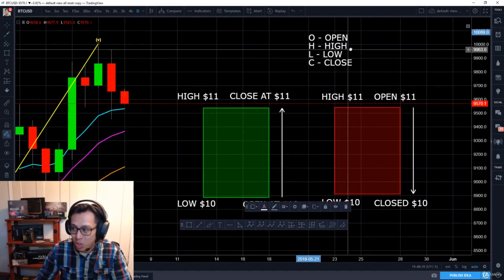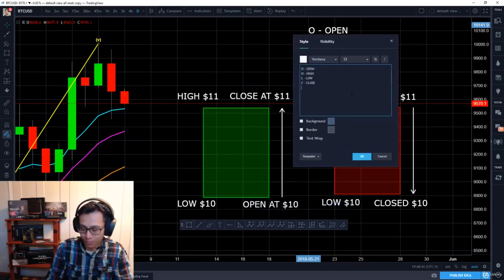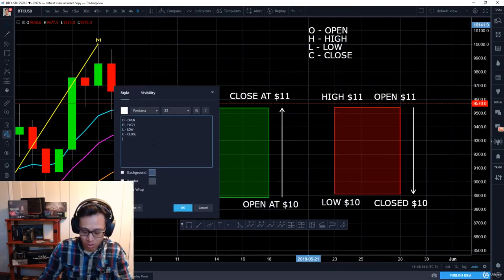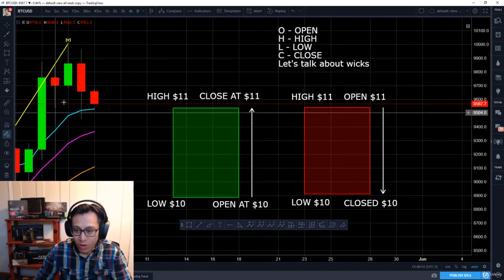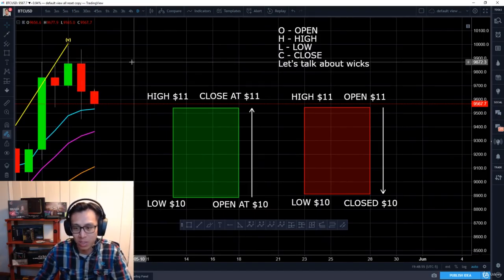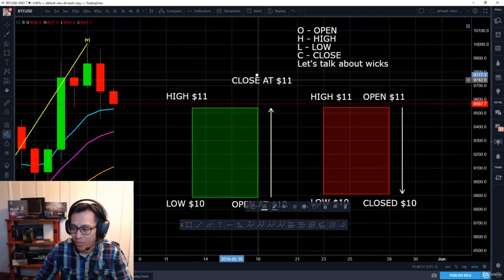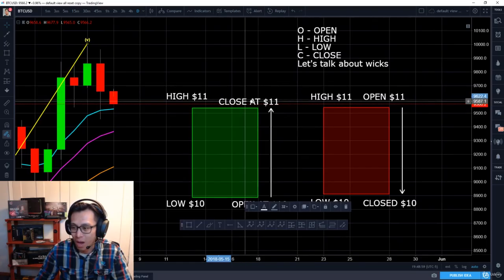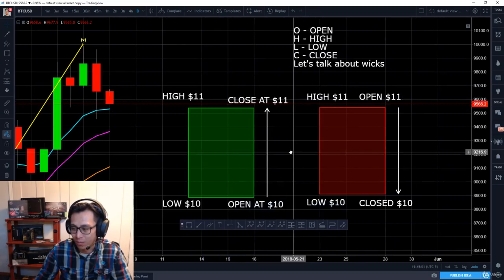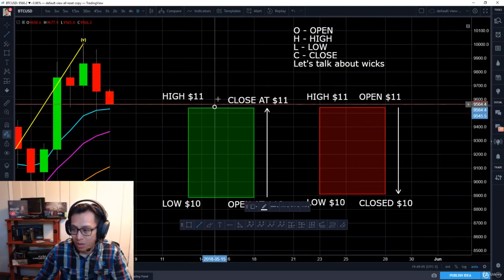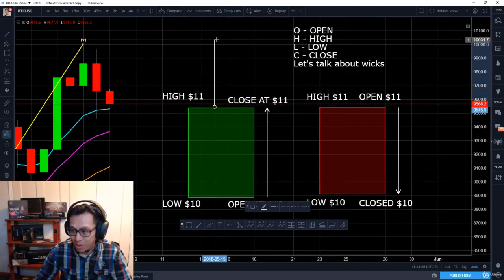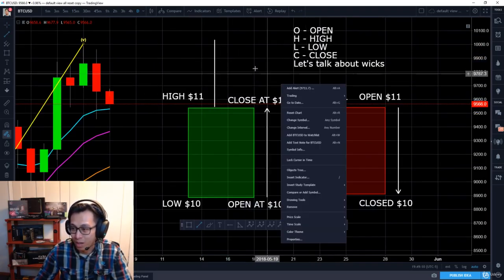So now let's introduce this concept of a wick. Let's talk about wicks. I'm sure you've seen wicks before. You see these wicks, right? We always see wicks, as you can see. What does a wick refer to? A wick refers to this right here. I'm going to show you. Let's draw in some wicks in here. Do you see the white right there? That's a white wick.